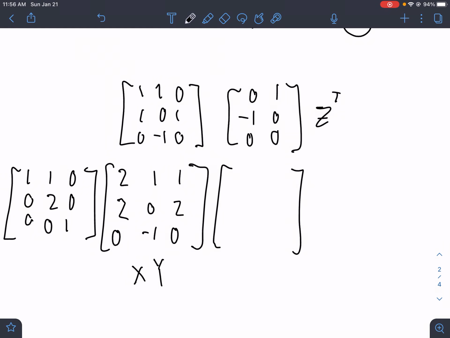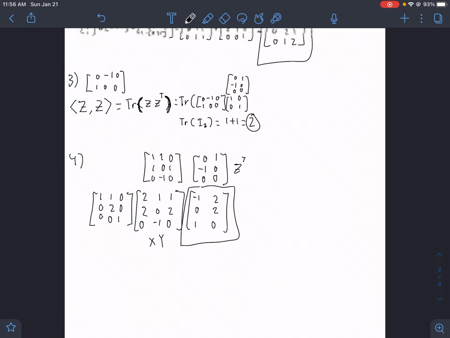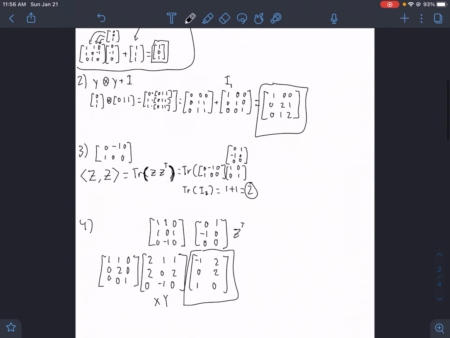This is going to be 2 by 3. So we're going to get for our first entry, negative 1. It's going to be 2. We're going to get 0, 2, 1, 0. And that is our answer for part 4. That is the entirety of question 2.